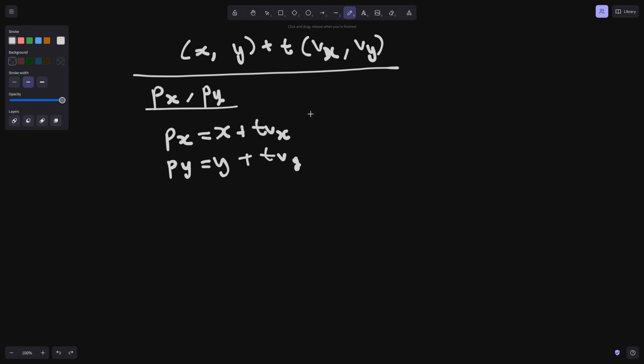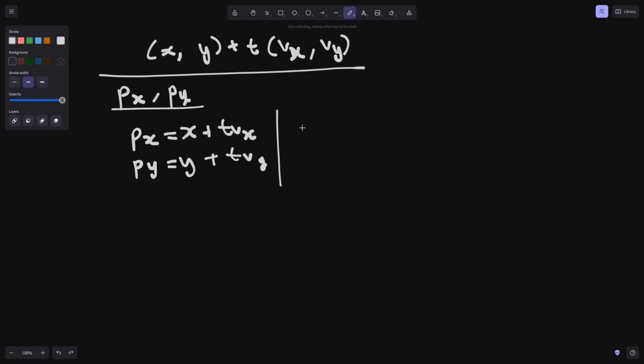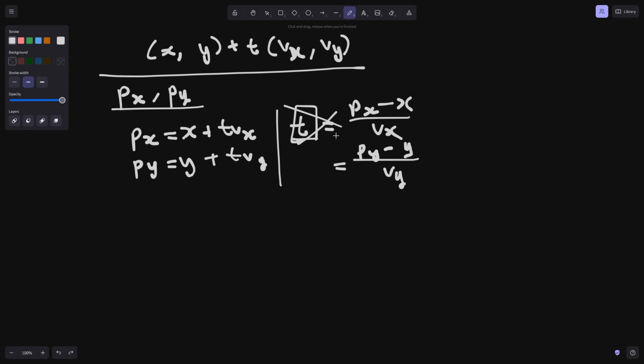And so if we rewrite this in terms of t, we get that t is equal to (px minus x) over vx, and is also equal to (py minus y) over vy. So this t just needs to exist, it doesn't matter what its value is. And so if we ignore it, this is our equation for a point on the line. So in other words, a point (px, py) is on the line if and only if this condition is true.